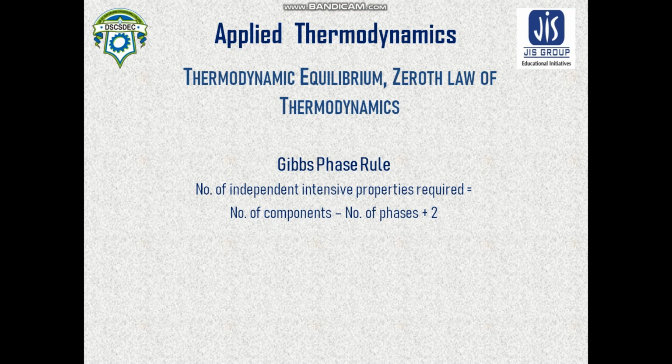There is a bit of recapitulation here. If you remember, in the first lecture we had discussed that we always require at least two independent properties to specify a state. So this information is a little bit incomplete here.